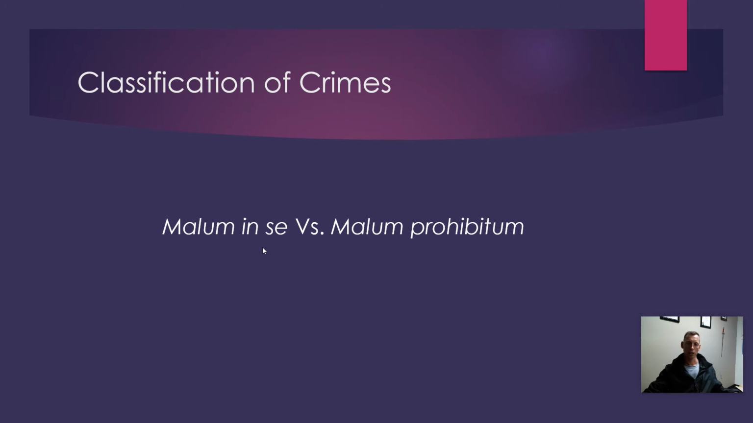Okay, let's talk about malum in se, malum prohibitum. Those are just Latin terms. So malum in se just means bad in and of itself. So that just means things like, typically the examples that are always brought up are murder, rape. Theft is kind of on the border, like whether it's right or wrong to some people. But nonetheless, malum in se is something that is in and of itself bad, regardless of who you ask.